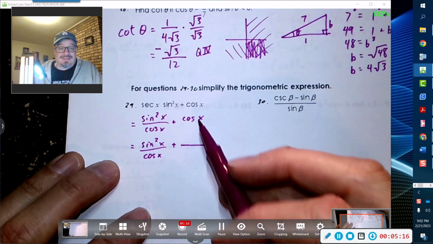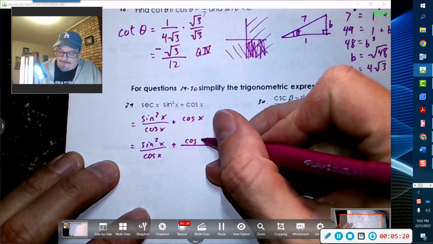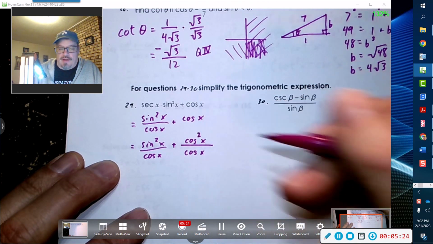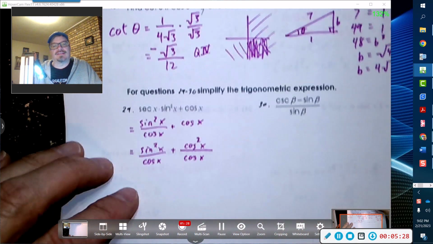All right, what am I doing? Well, I'm going to give this cosine x an extra cosine. All right, give him an extra cosine, and so he will be squared now. And then that way they have a common denominator. And then if you look in the numerator, you've got this lovely expression.